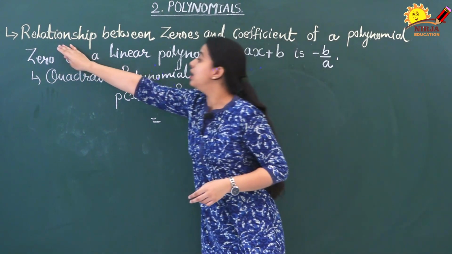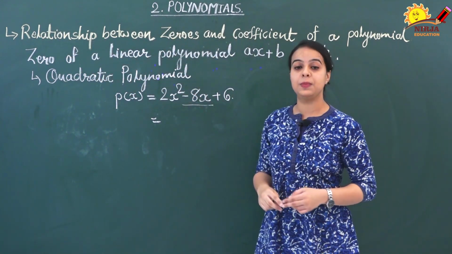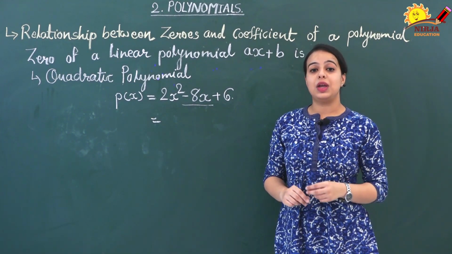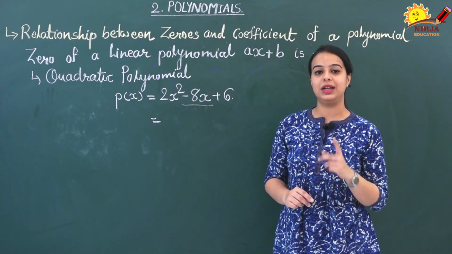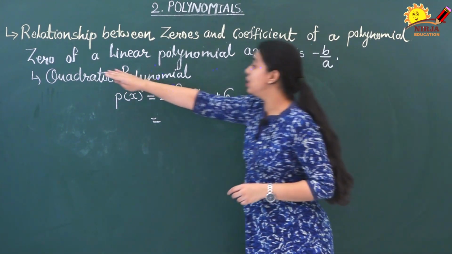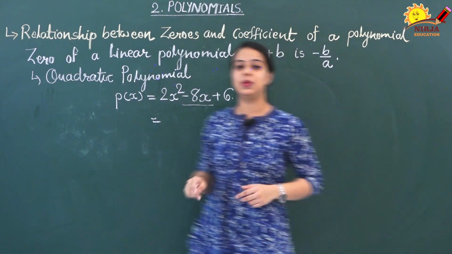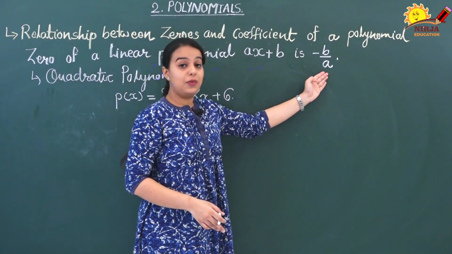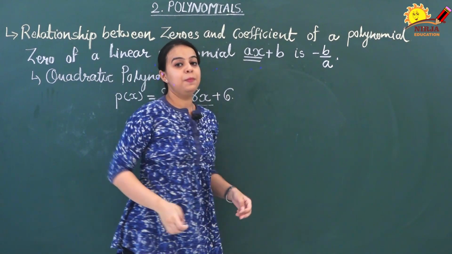So today we are going to start the second chapter, polynomials, and in that we are going to discuss the relationship between zeros and coefficients of a polynomial. If you have seen the previous parts of this video series, we have seen in detail how to find zeros of a linear polynomial. Now the zero of a linear polynomial ax plus b is minus b upon a. So from here we can say that the zero of a linear polynomial is related to its coefficients.